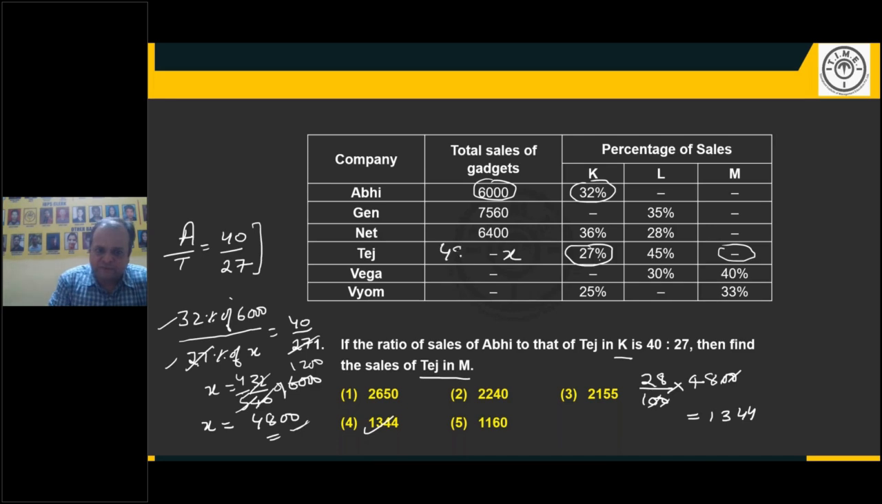So now we can put this total sales as 4800. Now we have to find sales of Tej in M. Now this value M has not been given, but this is 27, this is 45. So 27 and 45 total is 72%. So obviously this will be how much? 28%. So we have to find 28% of 4800, which is 1344. Is it clear now?